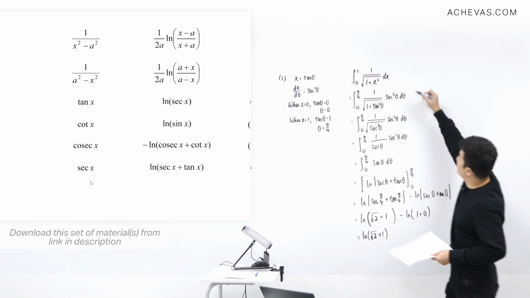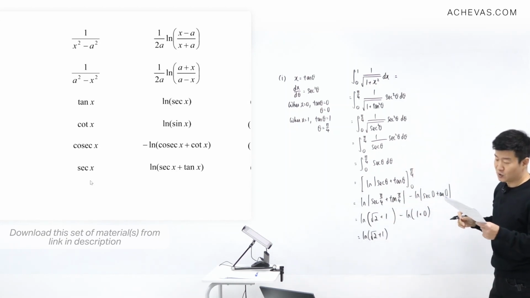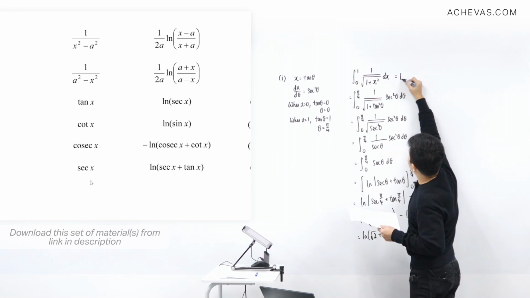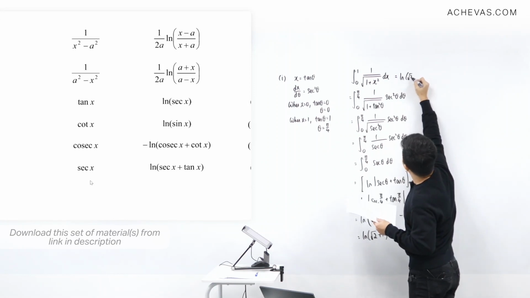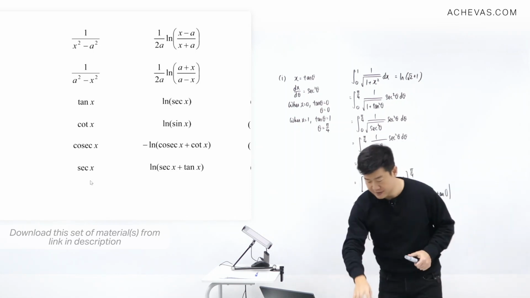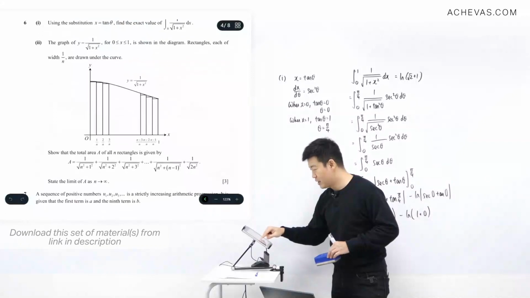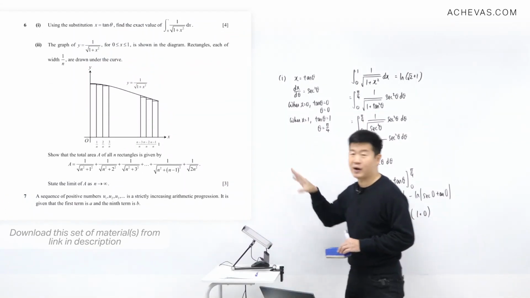So I have my result. Let me write my result here. I think it is going to be useful for the next part. So this is going to be equal to ln of square root of 2 plus 1. Let me erase this so that we can proceed to the next part of the question, which requires us to refer to the graph that is given to us.